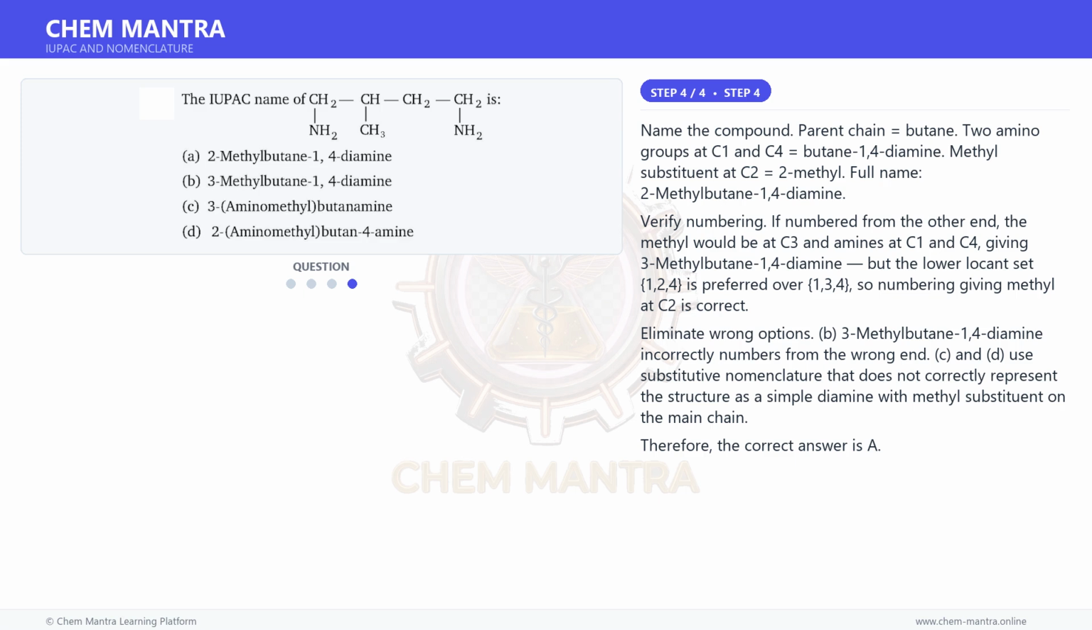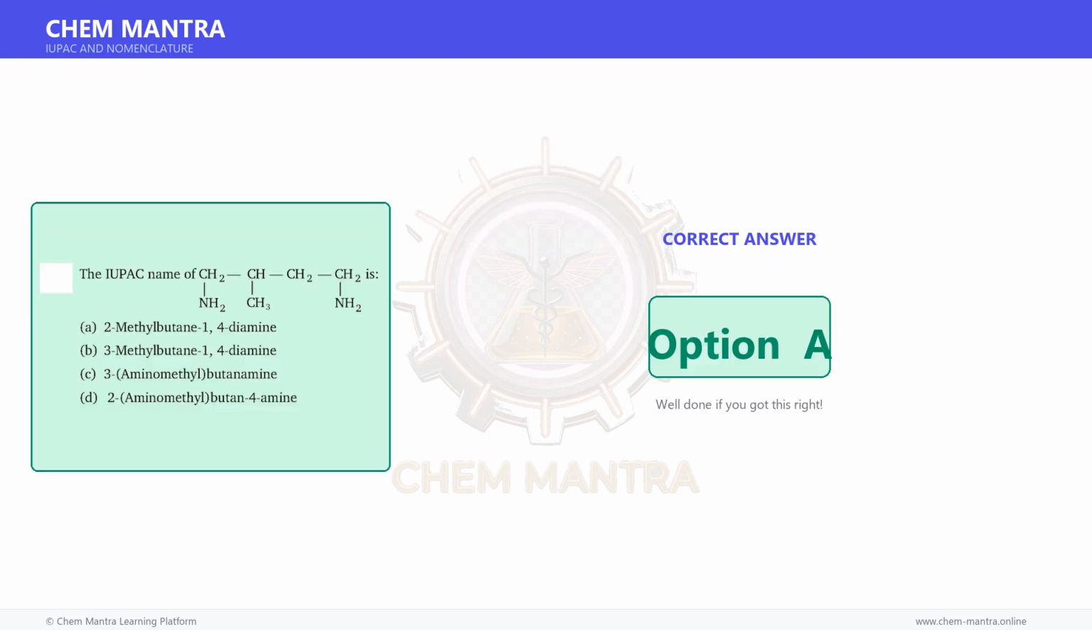B. 3-methylbutane-1,4-diamine incorrectly numbers from the wrong end. C and D use substitutive nomenclature that does not correctly represent the structure as a simple diamine with methyl substituent on the main chain. Therefore, the correct answer is A. Therefore, the correct answer is option A.